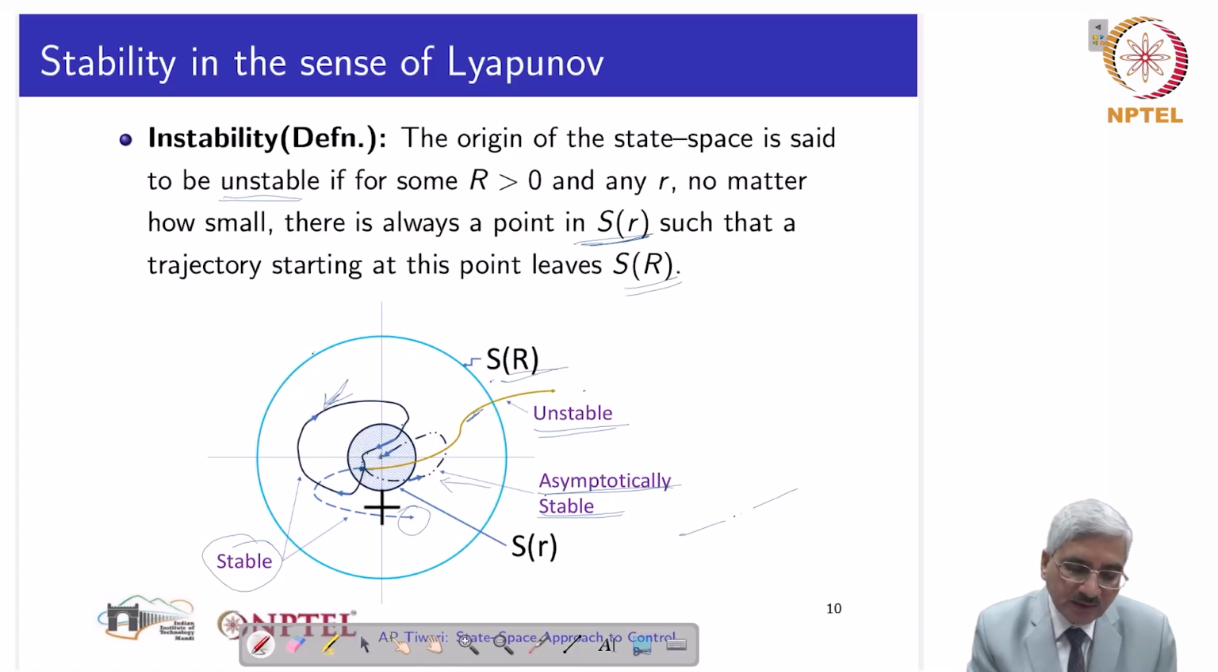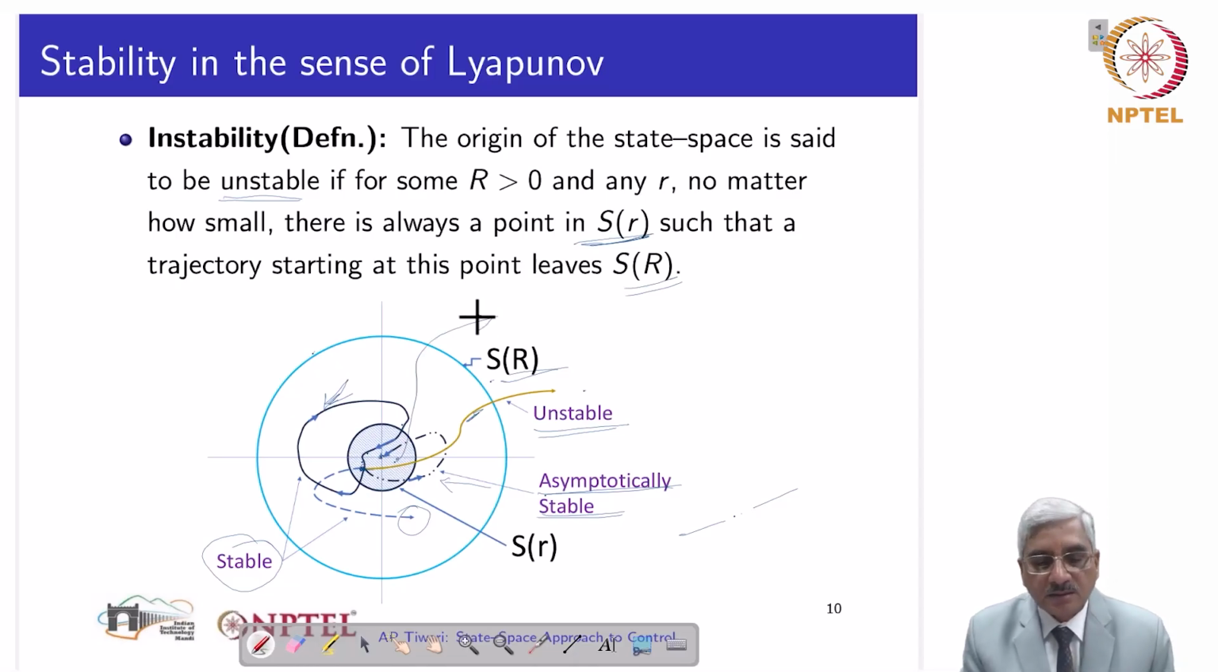Of course, we have generated all the examples for that starting point only, but from anywhere in this, if it went out, then it is denoting an unstable situation.